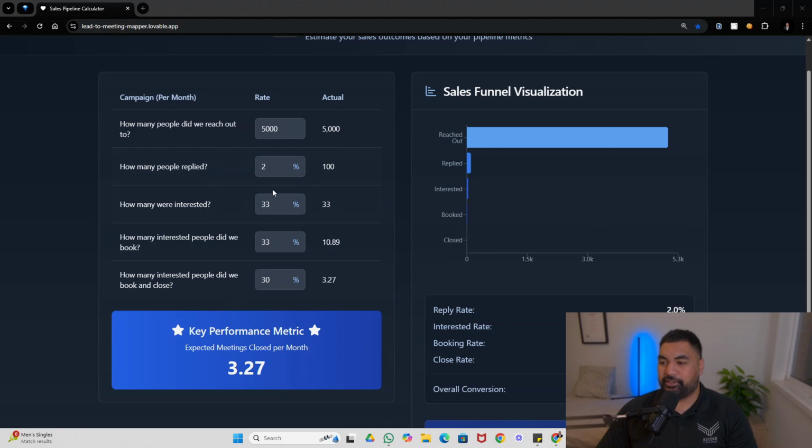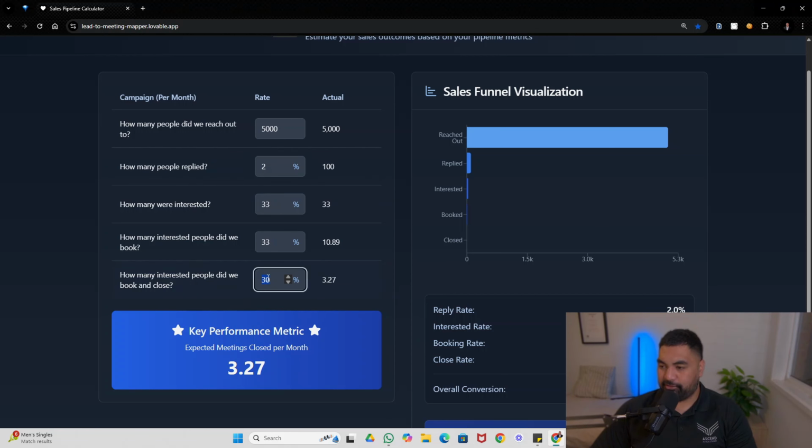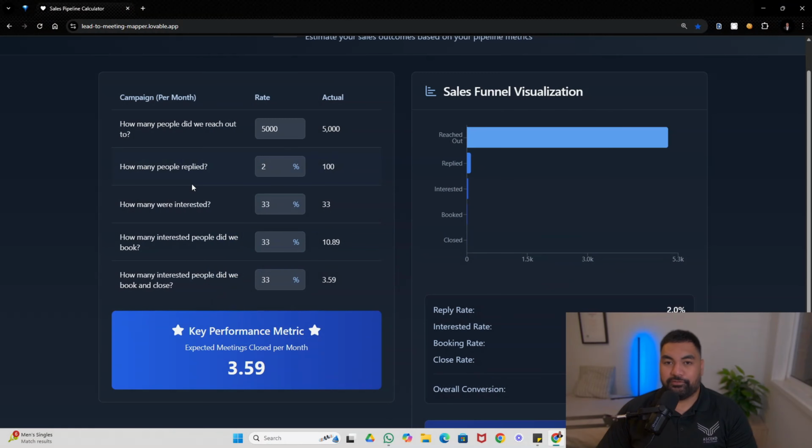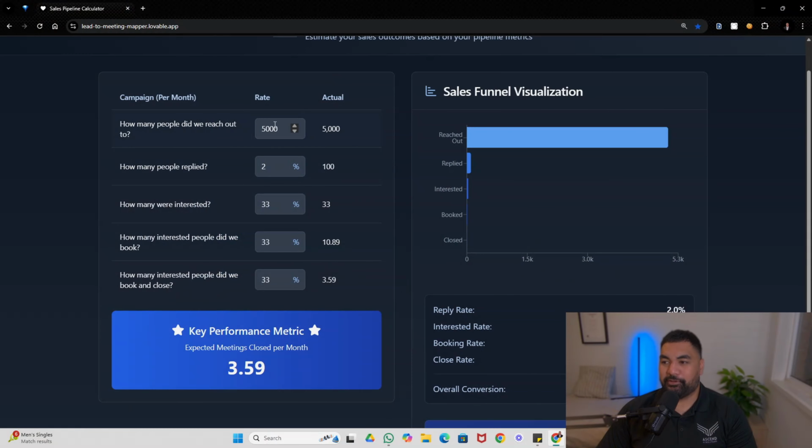Now these figures are just conservative numbers, but once you know these numbers and you're getting consistent reply rates and these are all consistently happening, well then if you want to increase your sales, the beauty about this machine is that you just add more fuel to the machine. You add more fire to it. So essentially what I'm talking about is you add more leads.